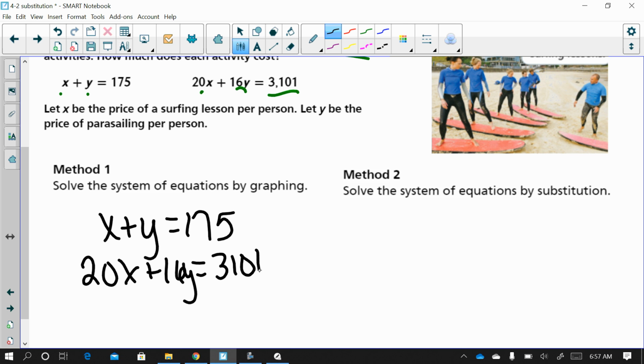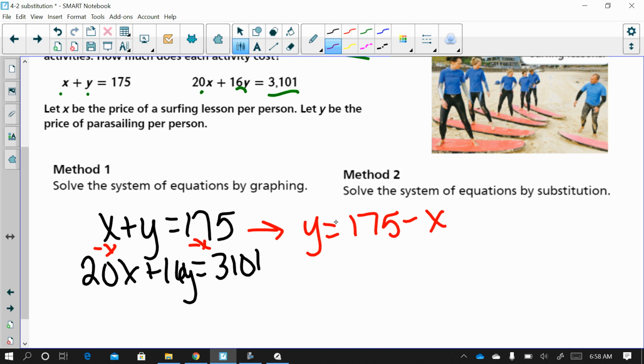Okay, I need to make this so I either have X equals or Y equals. Notice the top equation, we have coefficients of 1. Much, much easier to get either X or Y by itself. Your choice, you can make it either X equals or Y equals. I'm going to do Y equals because I think we're very used to that. So to do that, I just need to get X to the other side. So Y equals 175 minus X. That's what this equation becomes.